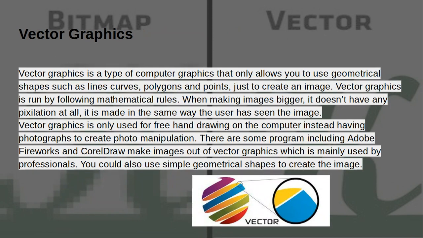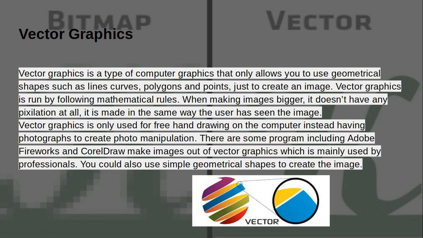So vector graphics is a type of computer graphics that only allows you to use geometrical shapes such as lines, curves, polygons, and points to create an image. Vector graphics is run by following mathematical rules. I think it's quite complicated to use vector graphics. You do need to be good with coordinates, I would say. When making images bigger, it doesn't have pixelation at all.